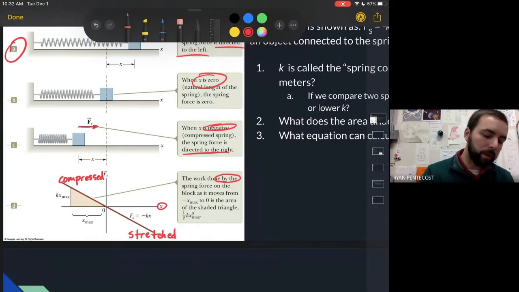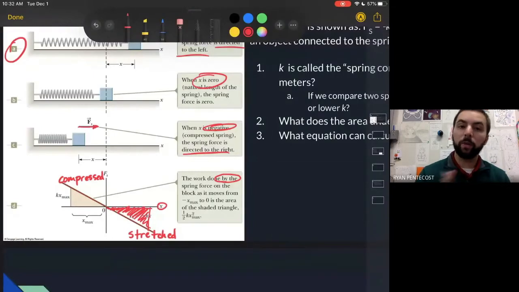So as this block that it's connected to moves from a negative x to 0, you can see that is positive work there. And then as it moves from 0 to some positive x, this would show as a negative work, right? Now, that's not always going to be the case because springs can move in many different directions. But for the time being, this shaded area is going to represent the work done by the spring on the block as it moves from either negative x to 0, or as it moves from 0 to some positive x. Okay?